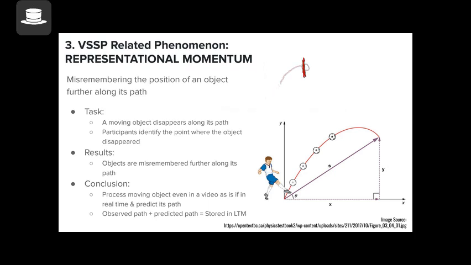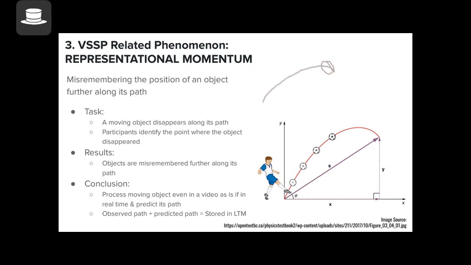Usually, participants would report the object disappeared further along than the actual position where the object disappeared. In fact, not only further along, but along the path of the object. In other words, they predicted the path of the object. That's why they did it. So they misremembered the position of the object further along its path. That only happens when your system is actually processing as if you are a part of the system.